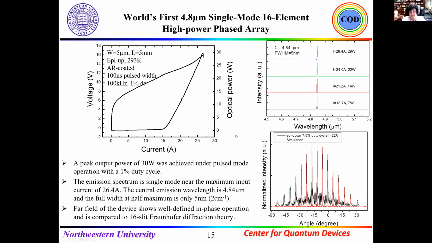And we have here now the world's first 4.8 micron single mode 16 element high power phase locked array. We can see that we have up to 30 watts in pulsed operation with a 1% duty cycle, and it is single mode even up to 26.4 watts. The central emission wavelength is 4.84 micron, and the full width at half maximum is only 2 cm^-1, 5 nanometer. The far field of the device shows well-defined in-phase operation and is compared to the 16 slit Fraunhofer diffraction theory.